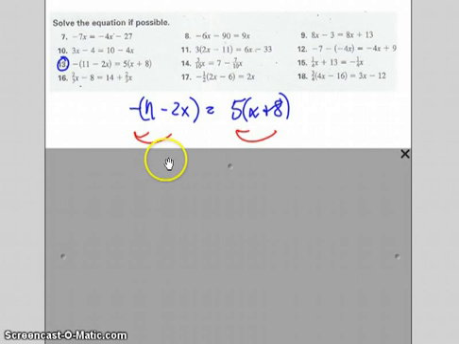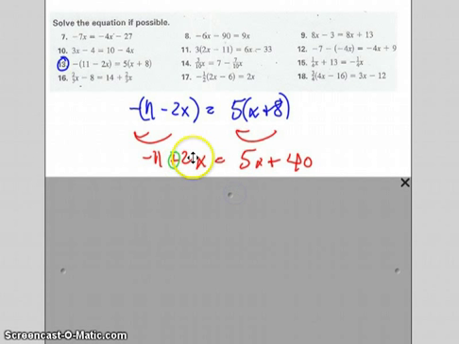If you don't do that, then when you take it out of parens, you're going to say it's negative 11 minus 2x. It's not. It's negative 11 plus 2x. Anybody who ended up with negative 11 minus 2x here is making that mistake that I'm talking about. Also, you got to distribute the 5 to both, so I've got 5x plus 40.